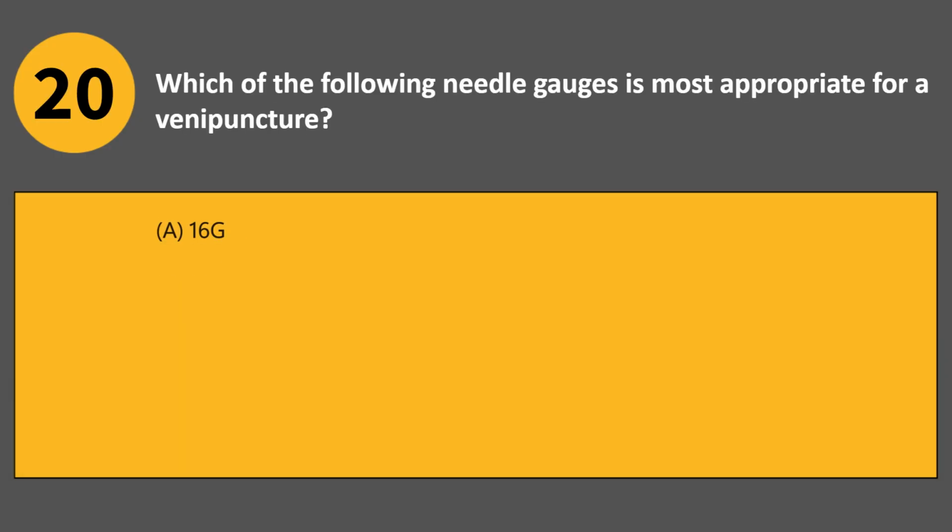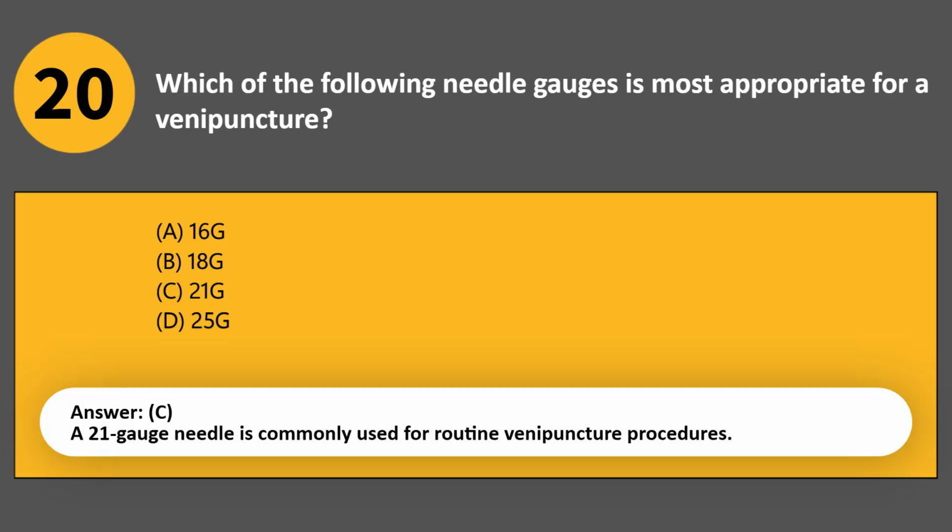Which of the following needle gauges is most appropriate for a venipuncture? A. 16G. B. 18G. C. 21G. D. 25G. Answer C. A 21-gauge needle is commonly used for routine venipuncture procedures.